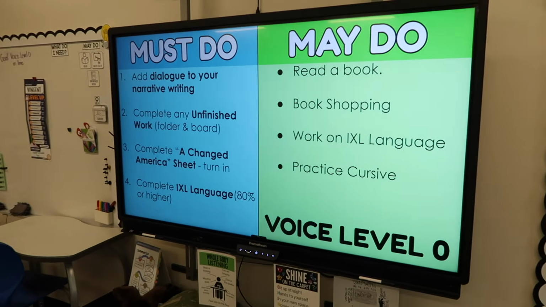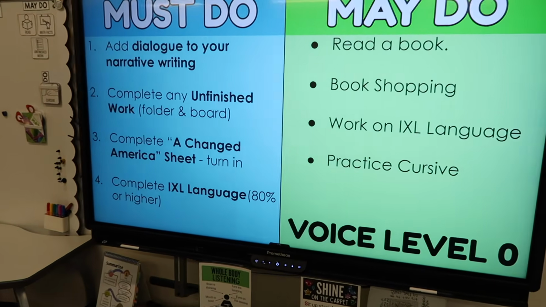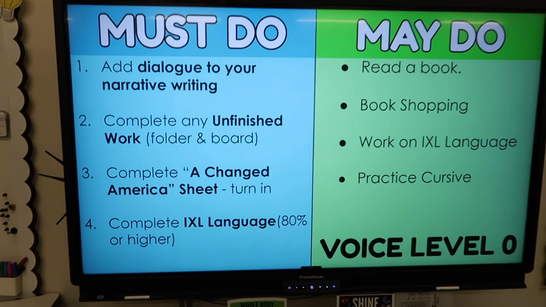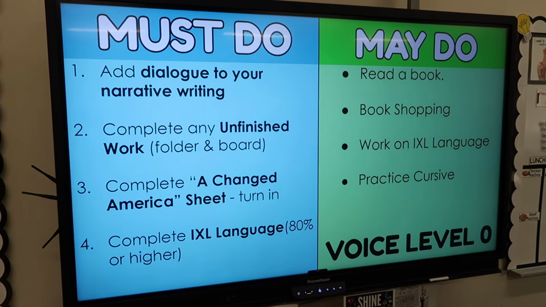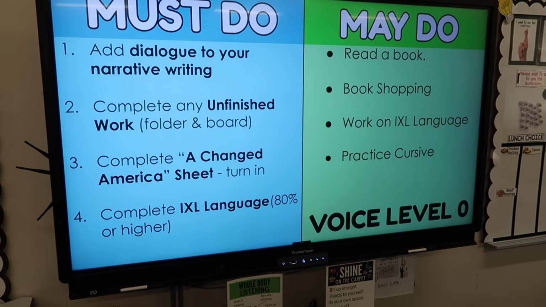Essentially, it just gives the list of things students must do, whether it's independent work, a comprehension sheet, or our online programs like iExcel and Amira that I want students to do daily, and gives them a variety of may-do activities that are still literacy based, so that if students are high flyers and move through that must-do list quickly, they are reading independently or working on their cursive or book shopping, getting new books from the classroom library, those kinds of things. I have found that it makes things manageable for students. It breaks things into manageable tasks.